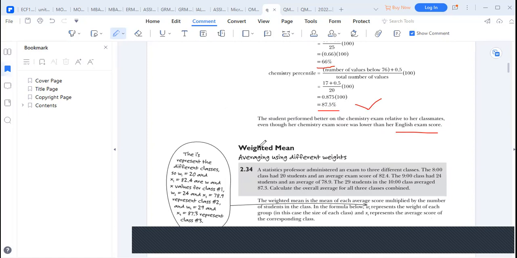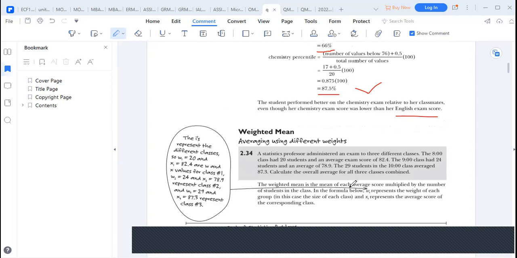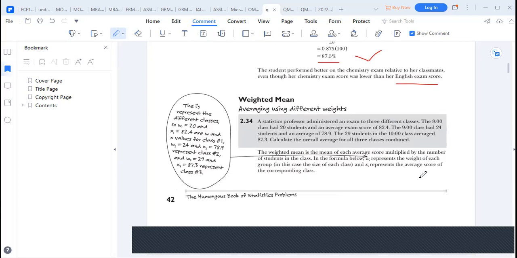Understanding how to evaluate the weighted means. We have a statistics professor who administered an exam to 3 different classes. At 8 hours, we had 20 students, an average of 2.5. At 9 hours, 24 students at an average of 78.9. Then 29 students at 10 hours who averaged 87.3. We are asked to calculate the overall average for the 3 combined.